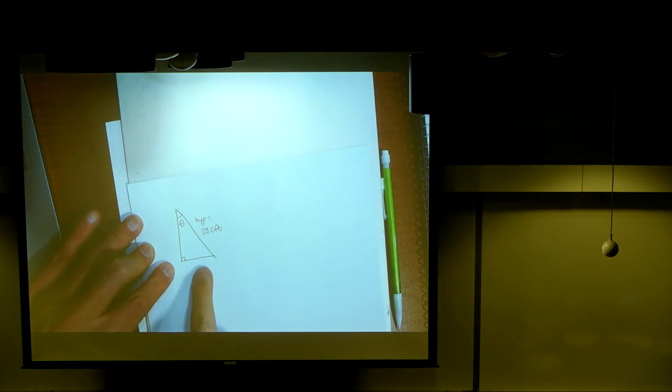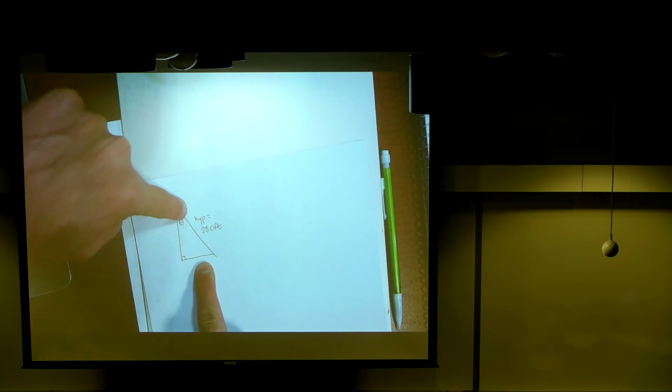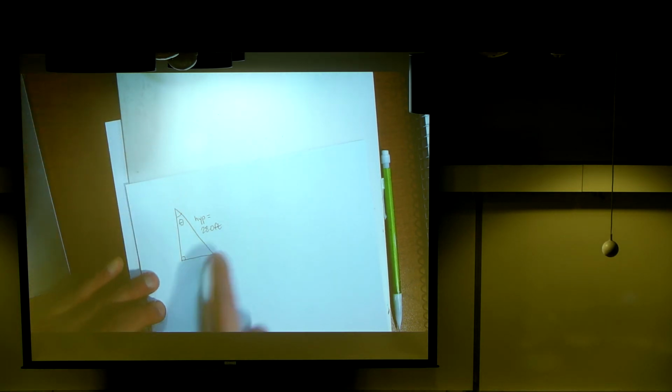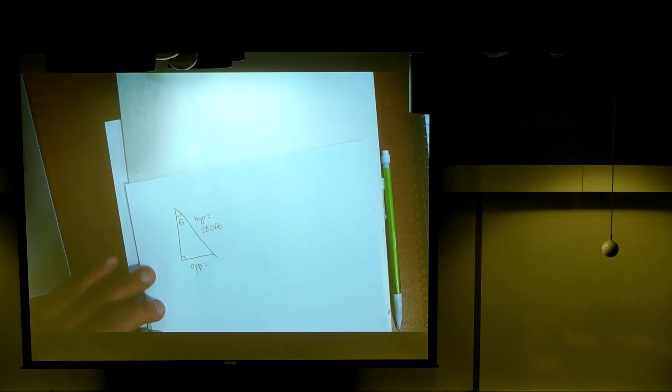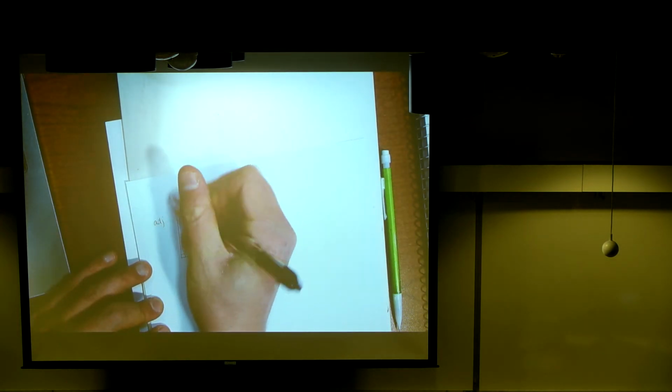What would we call this side down here? Opposite. It's the opposite side because it's across from where the angle theta is. And what is the value of that? That's 11. And then what do we call this side? We call that the adjacent side. And that's our h, which we don't know.